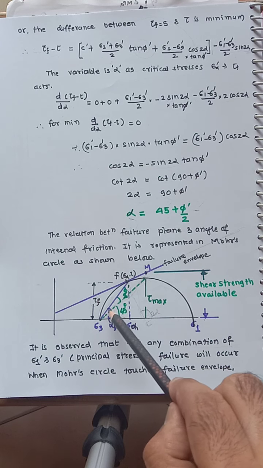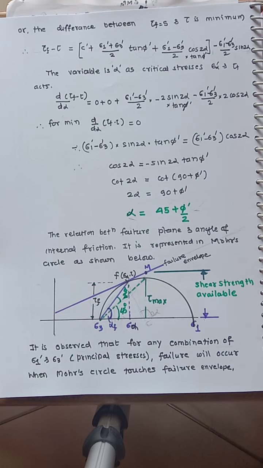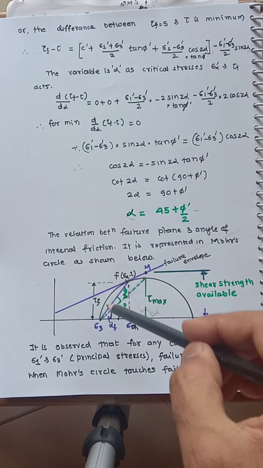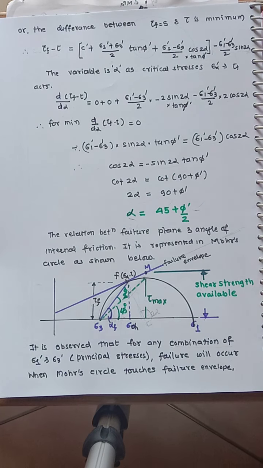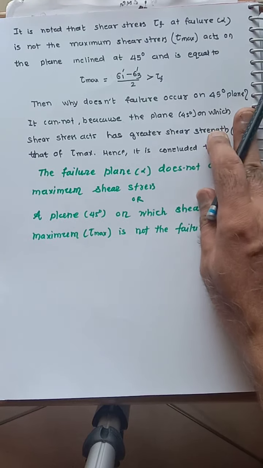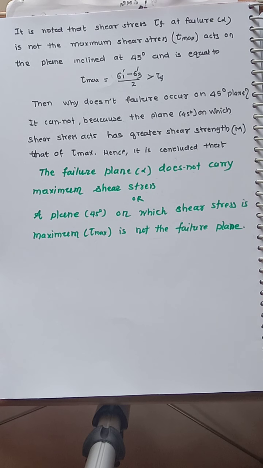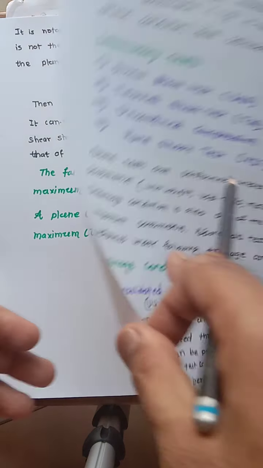Therefore, this green line at 45 degrees is not a failure plane, but this alpha, 45 plus phi by 2, is the failure plane. That is the meaning of these two sentences which are written here.